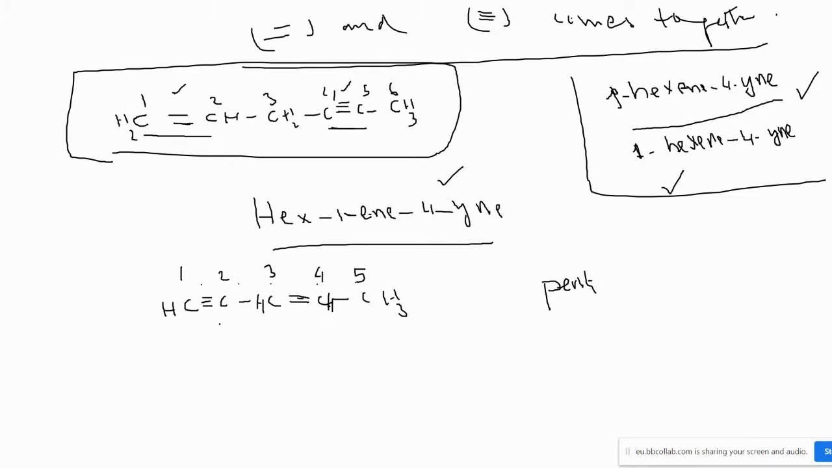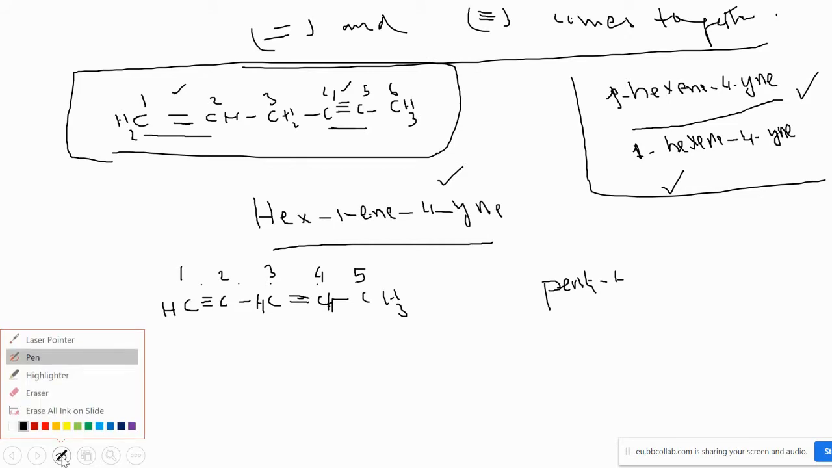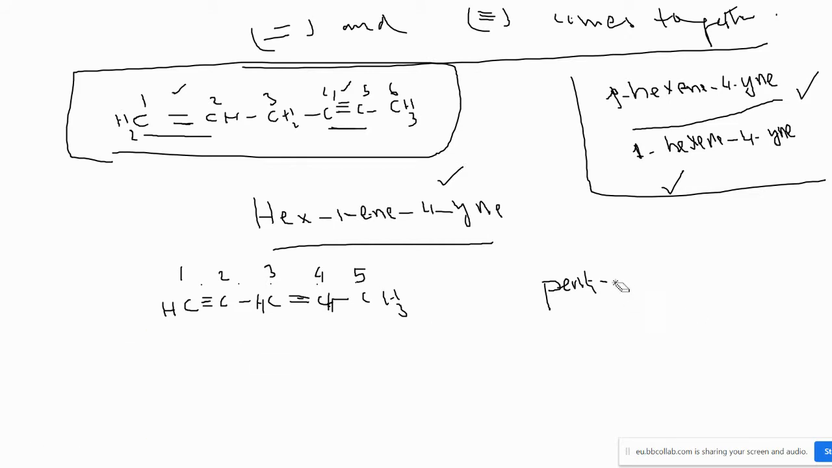But it will come near. I cannot say 1 yne directly here. The triple bond should be written at the end. So I will go for the ene first. Where is the position of ene? 3. So pent 3 ene. And where is the yne? 1 yne.